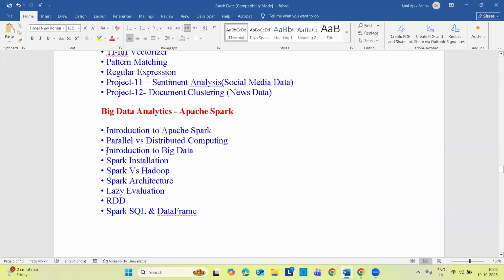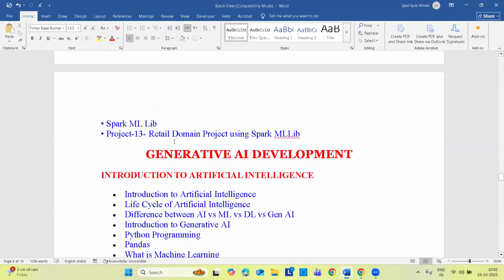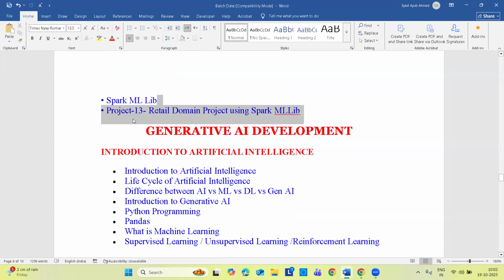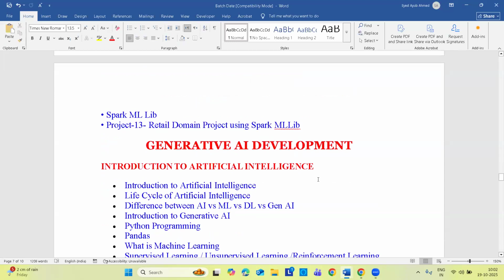Apache Spark, like what is big data? What is Apache Spark? Introduction to big data, installation now. Clear? And then we'll see some RDDs, and Spark SQL and data frames concepts, ML libraries concepts, and then finally we'll go for the project work. Next one after this, your data science will be covered. Then we'll move to the AI part.